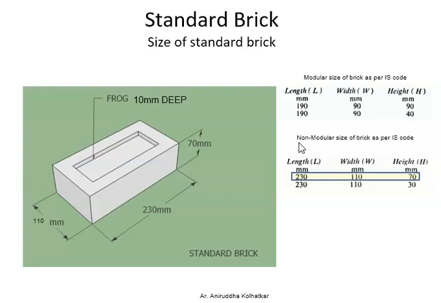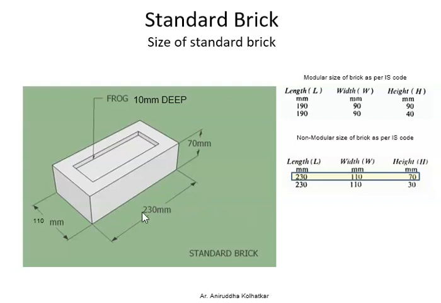The other type of brick which is mentioned in the Indian Standard Code is the non-modular size of bricks. These non-modular size bricks are the bricks which are normally used on site on a day-to-day basis. So the size, as we have seen here, is of a non-modular size brick, and that is 230 by 110 by 70. There is also another size mentioned in the IS code, but it is normally not used. It's 230 by 110 by 30 mm.